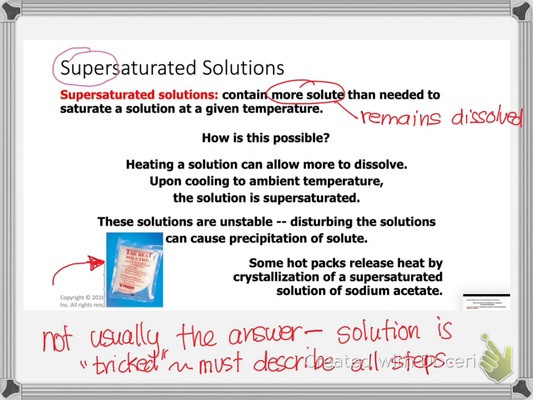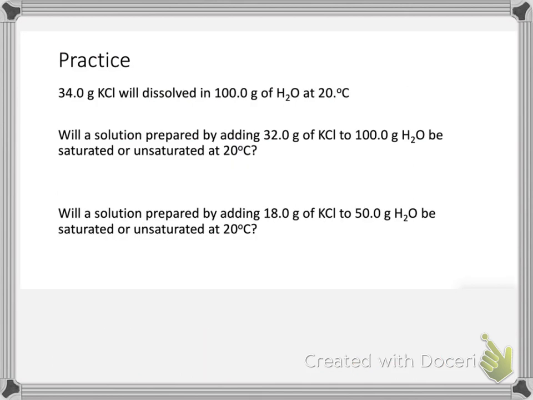And for sodium acetate, which they make those heat packs from, it's an exothermic process. So as the solid precipitates back out and the solution becomes saturated instead of supersaturated, it releases heat. So that's just a practical example of something that you might have experienced that's supersaturated. So I want to do one more thing in this section, and that is look at how we might use solubility limits and the solubility information to figure out if a solution is saturated or unsaturated, and then what types of observations we would expect given that situation.